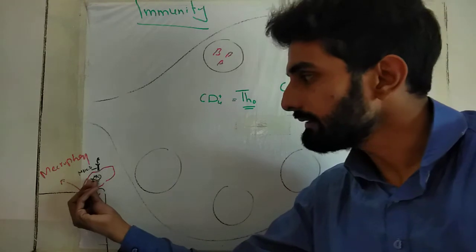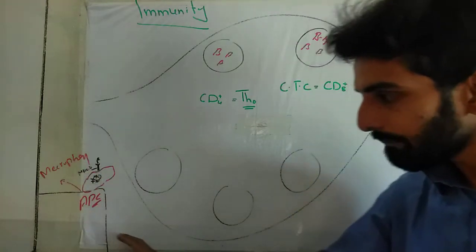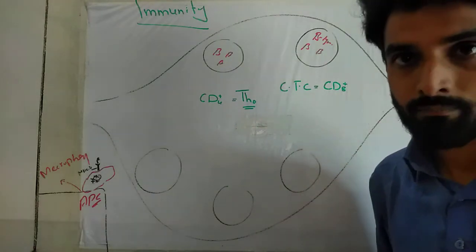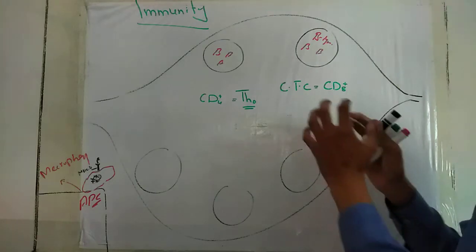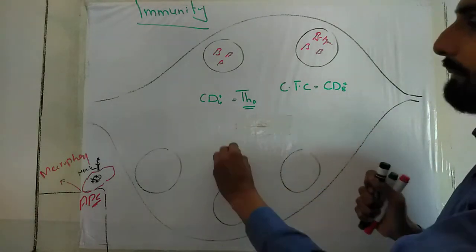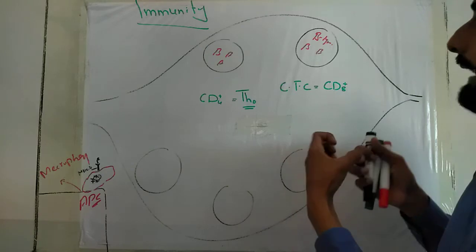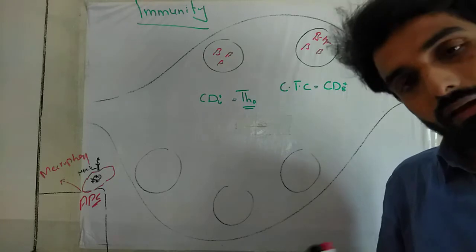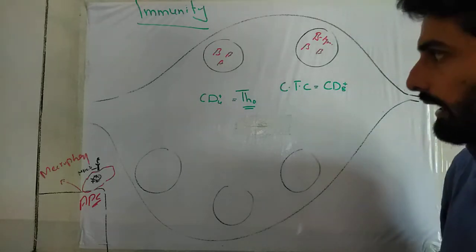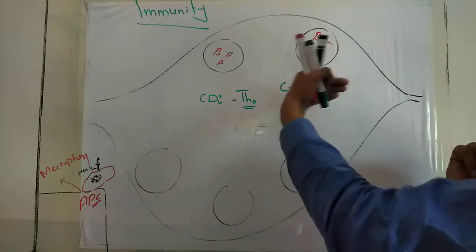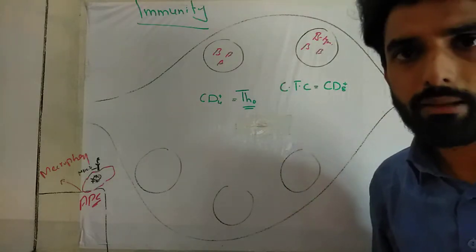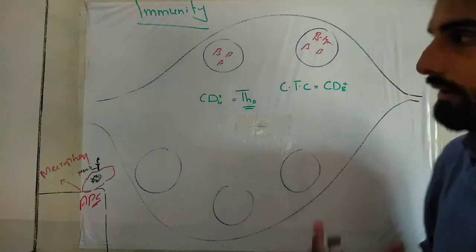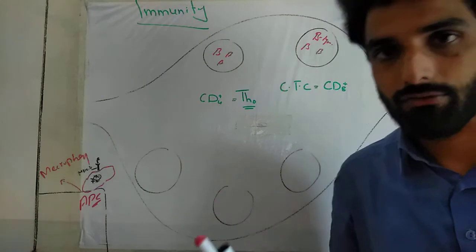Now this APC, with the help of lymph vessels, will come into the secondary lymphoid organ, and there it will cause the activation of T cells, T lymphocytes. Then some of the T lymphocytes will also cause the activation of B lymphocytes. But in today's lecture, we will focus on the activation of T lymphocytes. We will discuss the activation of B lymphocytes in the next lecture.